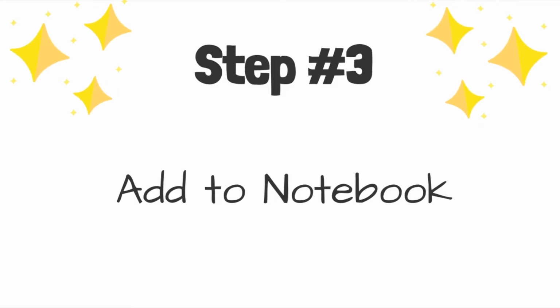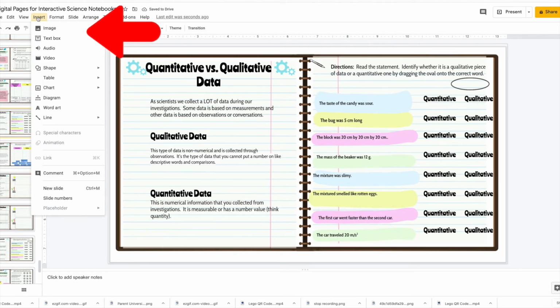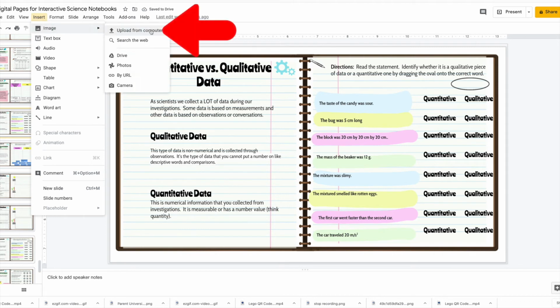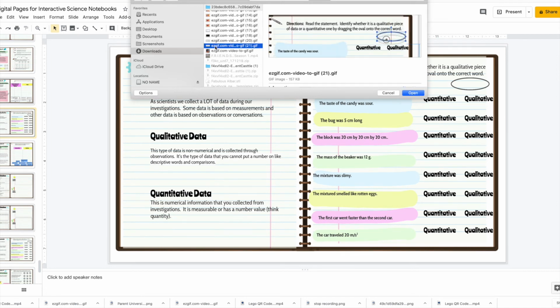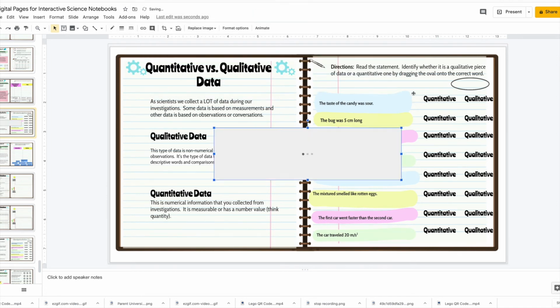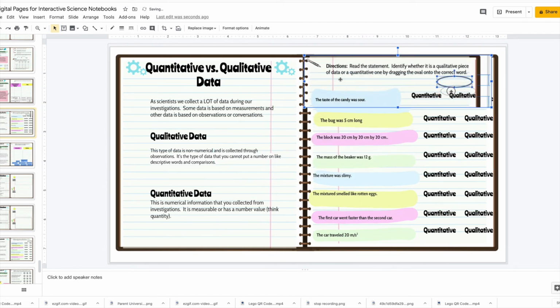Our final step is to add that GIF to your digital interactive notebook. In our final step here, we're going to click Image and then Upload from Computer, and we're going to find the easy GIF that we downloaded and insert it onto the page. You'll need to do a little bit of adjustment so that you can line it up precisely over the text that's already on the page to get it to look like it matches.